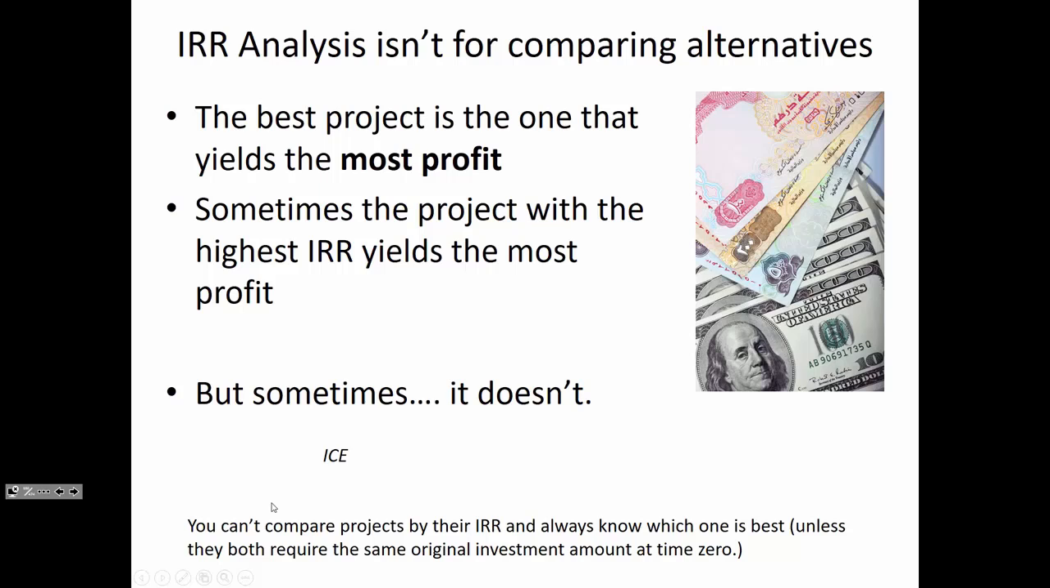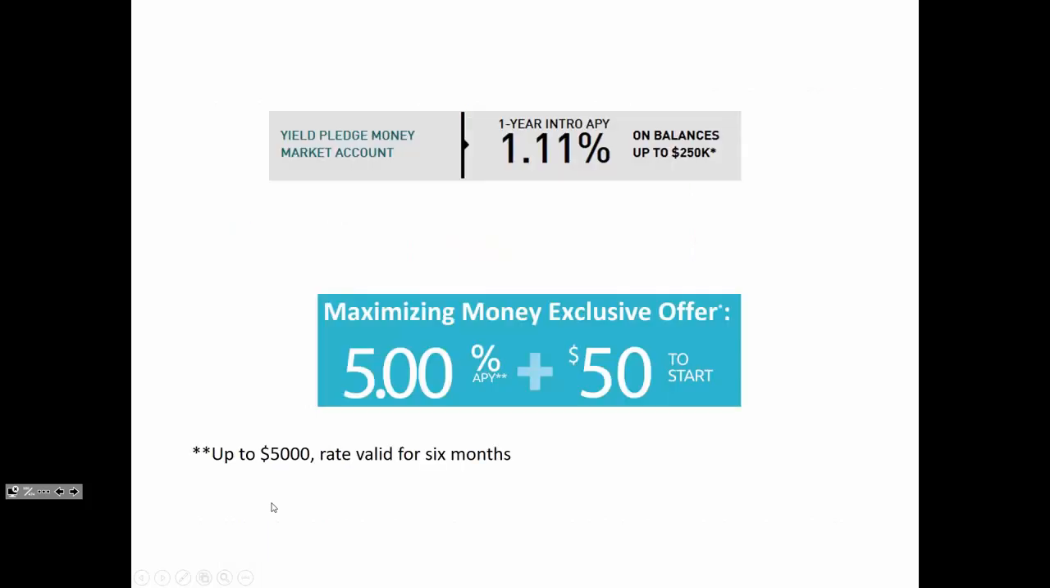The one exception to this rule is the one that I've already explained to you from the homework: if the original investment amounts are the same, then you should choose the one with the highest IRR. Because the whole reason that the difference arose was because of the different original investment amounts.